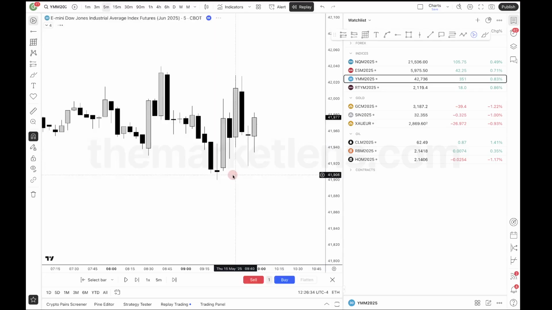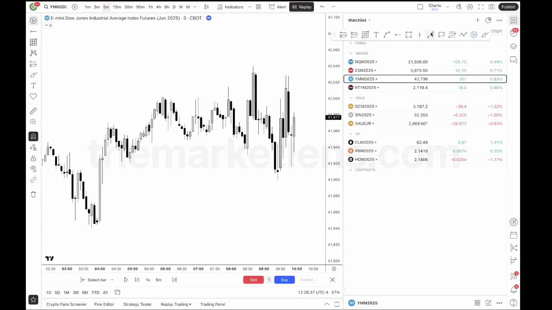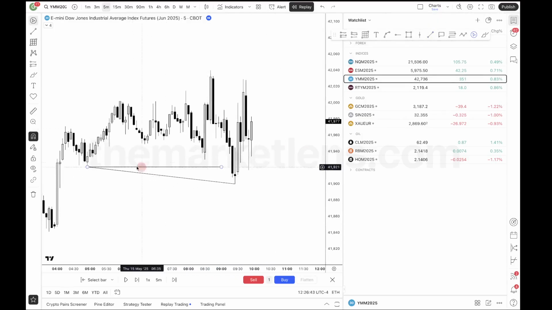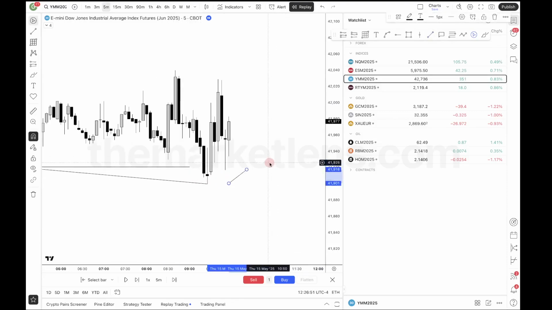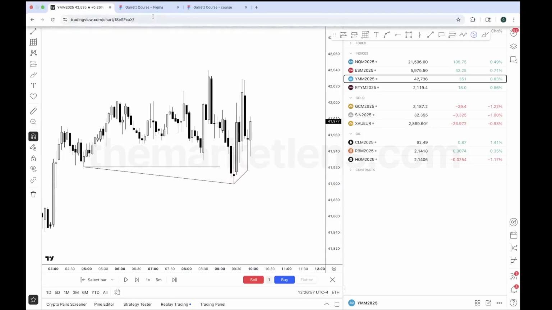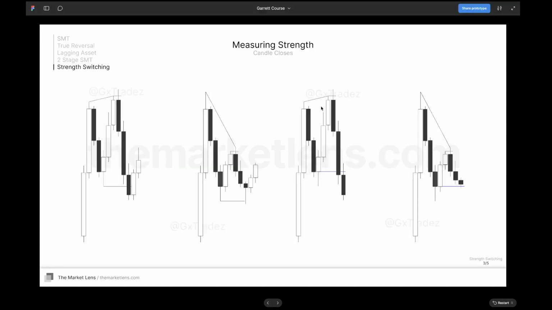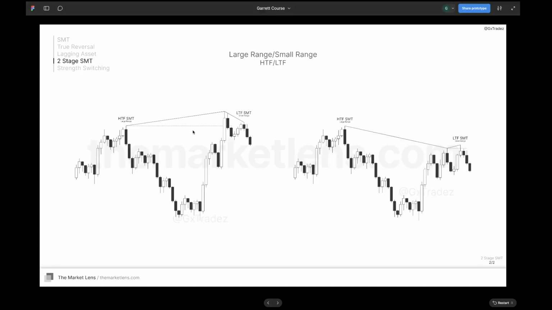Now check this out. Look on the 5-minute chart here. You're going to see that we take out this low, which is an SMT. We do this prior to 9:30. So if we do this prior to 9:30, what should 9:30 do? It should expand, right? And now what do we have here? A 2-stage SMT, right? If I go back over here, this is the ideal scenario for a 2-stage SMT.